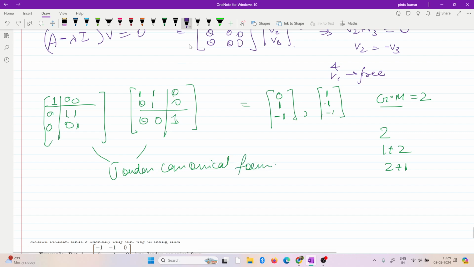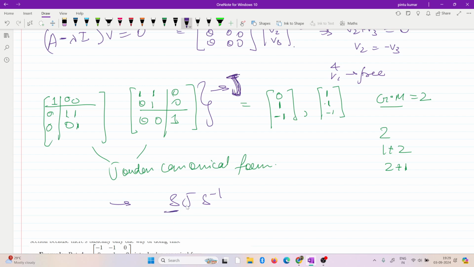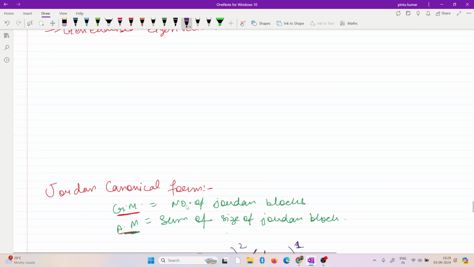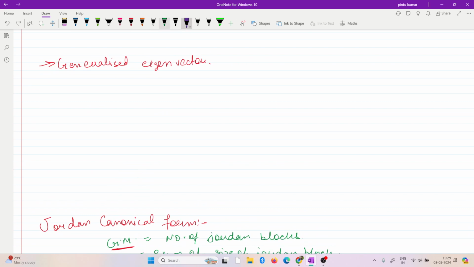Okay. So when I motivated this, I told you that we want something of this form, SJS inverse. Whatever we have obtained is just the J part of it. Now how do we obtain S? We will come to this. This is something that is known as generalized eigenvector.